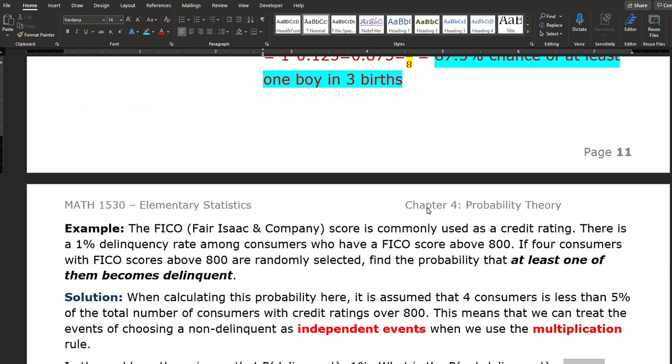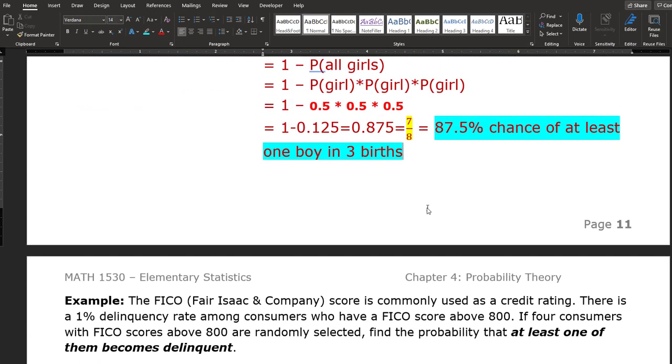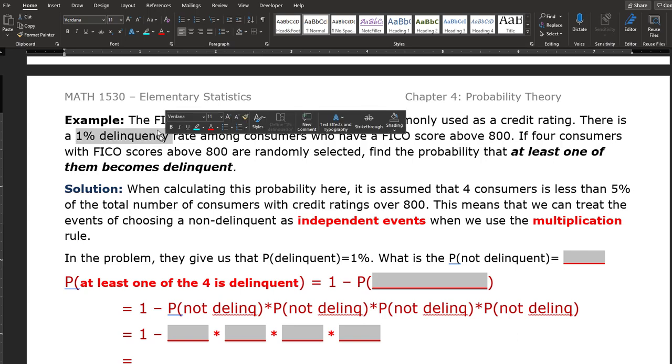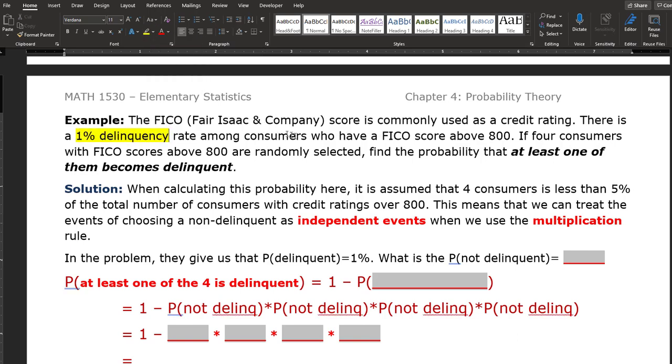Now let's look at another problem down here. The FICO score is commonly used as a credit rating score. There is a 1% delinquency rate amongst credit users or consumers who have FICO scores above 800. Okay, and then we want to pick 4 consumers at random that have scores above 800. Find the probability that at least one of those 4 become delinquent.